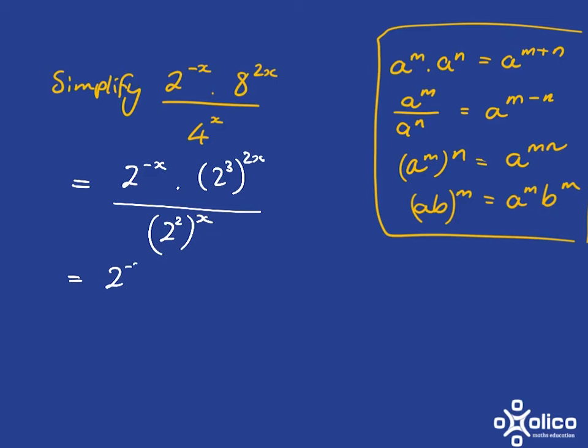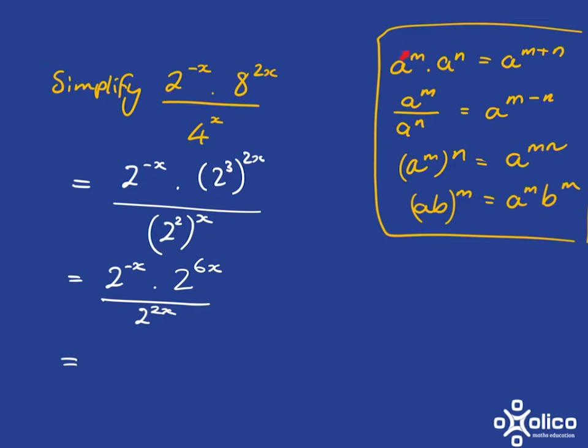So now we can go ahead and use this rule, right? A to the m all to the n is a to the mn. So it's 2 to the 3 all to the 2x is 2 to the 3 times 2x, which is 2 to the 6x. And the same rule we'll use at the bottom. It's going to be 2 to the power of 2x. Now we go ahead and we apply our rules.